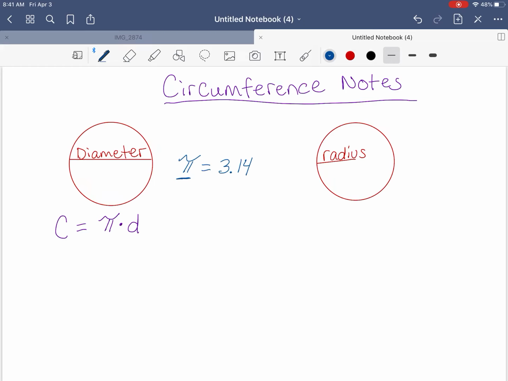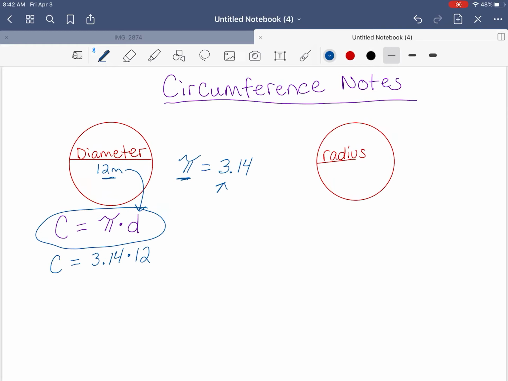So let's say on our first circle, our diameter is going to be 12 meters. We know the diameter, and we know what pi is. So now we can plug that into our formula. Circumference equals pi, and we know we're going to use 3.14, times our diameter, which is right here. So to calculate the circumference for this circle, we have 3.14 times 12.